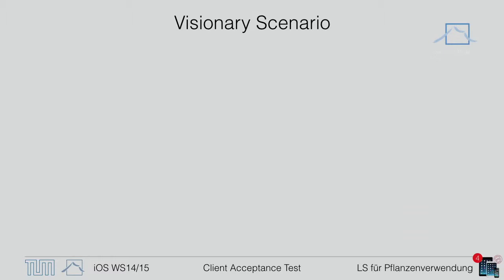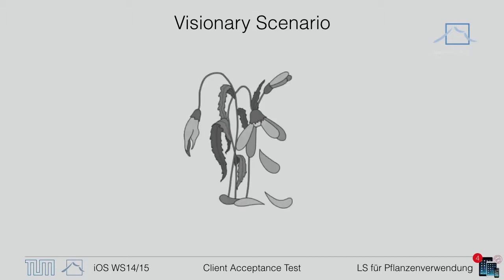So let me explain how we came up with the project idea through the visionary scenario. Has anyone tried to plant something? Anyone? Okay, no one. Someone. Even me, I tried to plant, but now my plant looks like this. I tried to water it properly, but even then it's dead now.